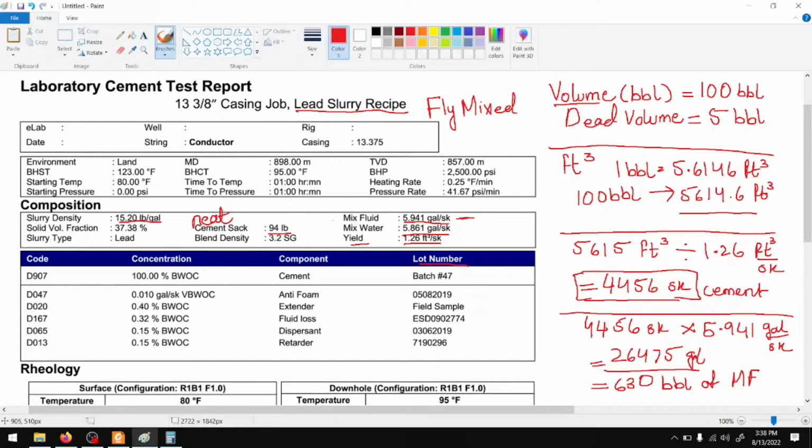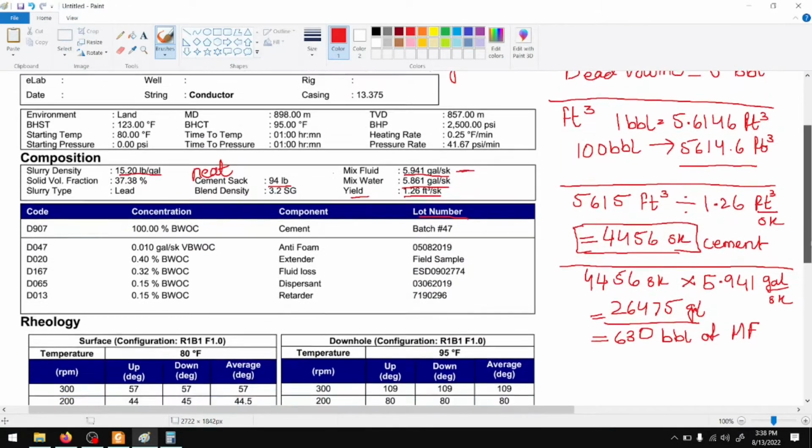Anything that you would add to your dry cement to make slurry, that's your mixed fluid. Mixed water is just water, like plain flat out water. So be careful with that. So let's scroll down a bit.